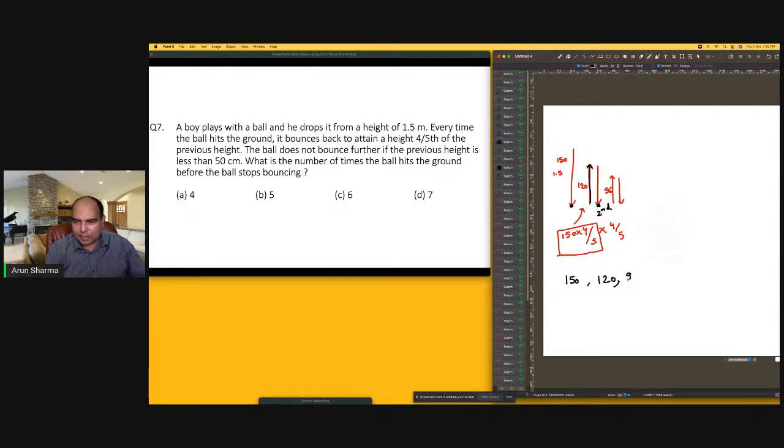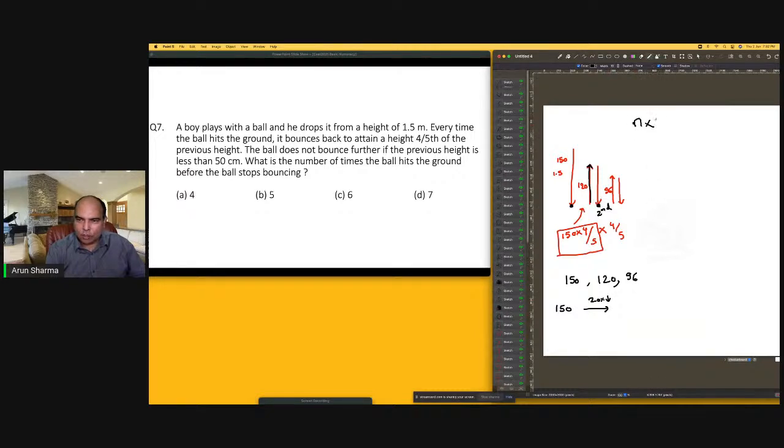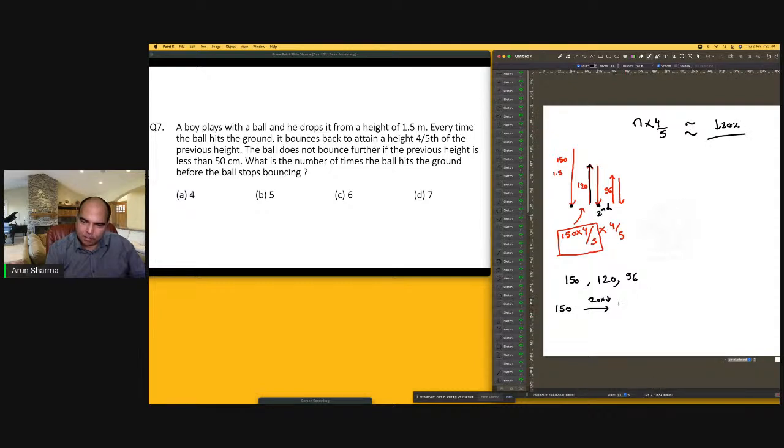The next drop is 96. If you look at this in the percentage change structure, every subsequent drop is 20% less. This is basic mathematical logic: if you multiply a number by 4/5, it means the same thing as reducing the number by 20%. These two things in maths mean the same thing. So you keep reducing it by 20%: 150 becomes 120, 120 becomes 96, and 20% of 96 is 19.2. If I subtract 19.2, this becomes 76.8.